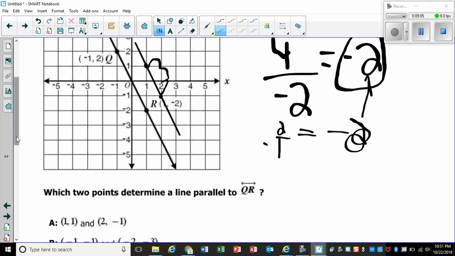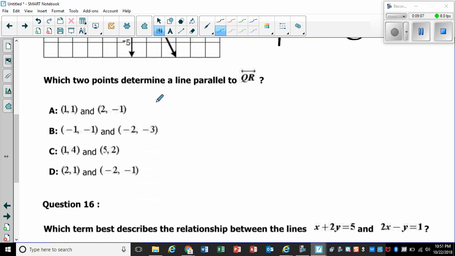If you don't want to do the graphing method, you can use the slope formula, which is y2 minus y1 over x2 minus x1, and see if they have the same slope. Parallel lines have the same slope, and that's what you guys can do. Graphing it makes it easier to count rise over run, so I suggest you do that.